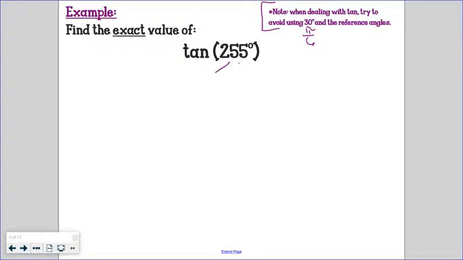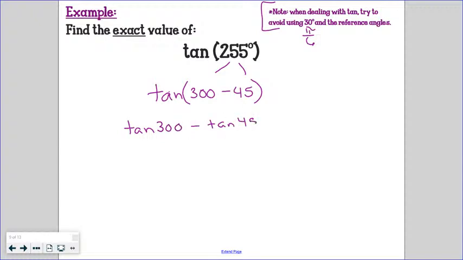So we'll break this into tangent of 300 minus 45 degrees. Still says tangent of 225, but now I can apply my formula. And our formula for tangent says tangent of the first minus tangent of the second over 1 plus tangent of the first times tangent of the second. Now I know this seems like a lot, however there's duplicates.